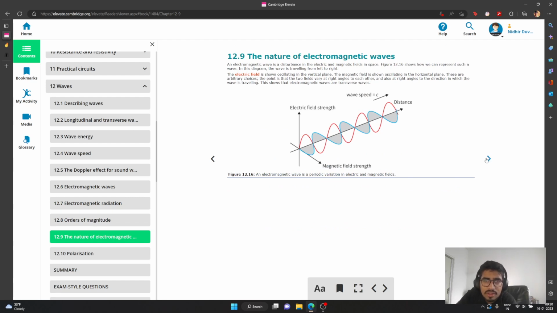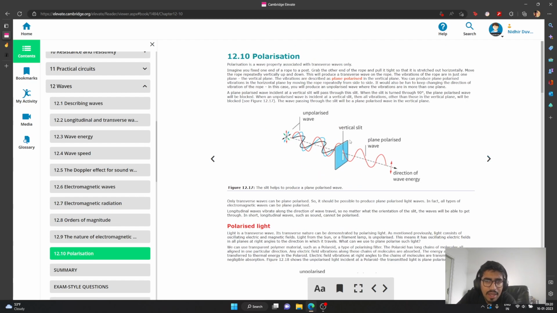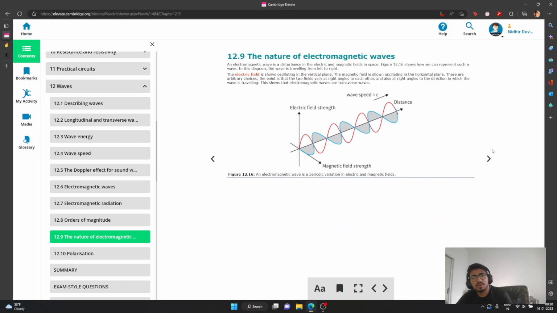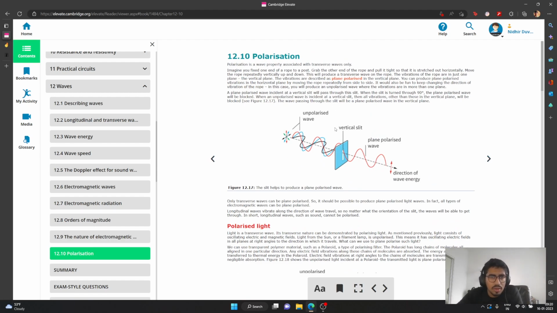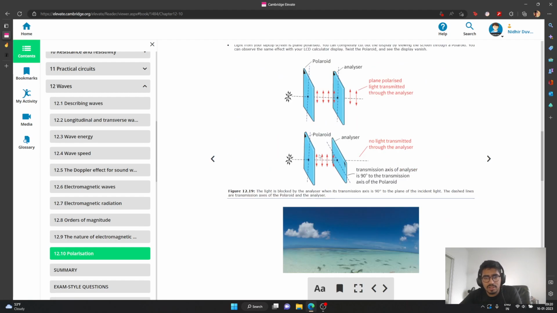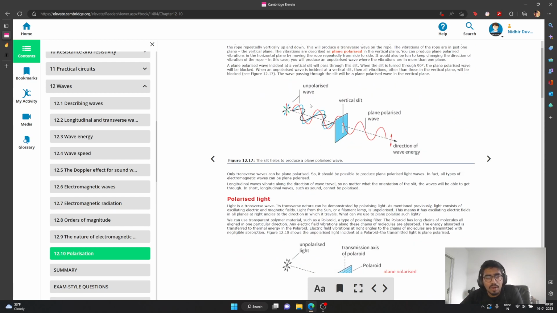Okay, and then this is what we talked about. And the last thing that we talk about is, you should also read this. It's a nicely written section in your book. But the idea about polarization is, this E field is going up and down, right?